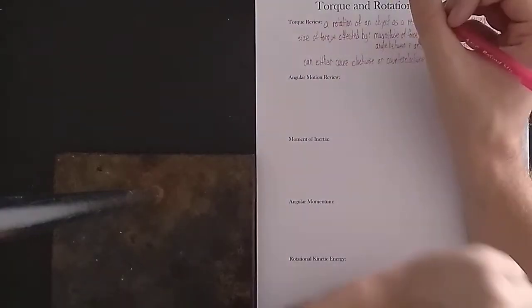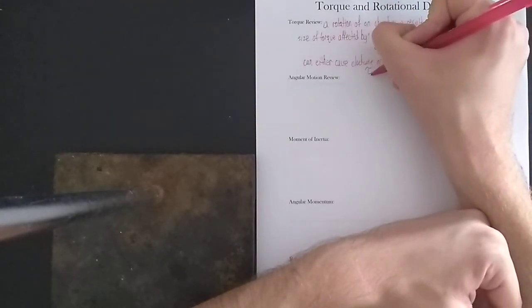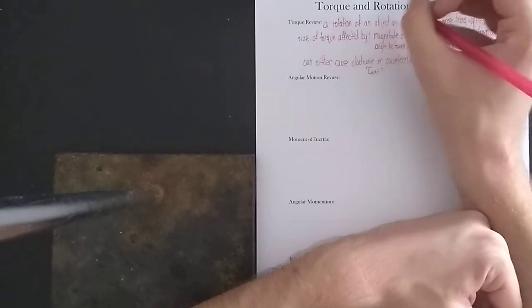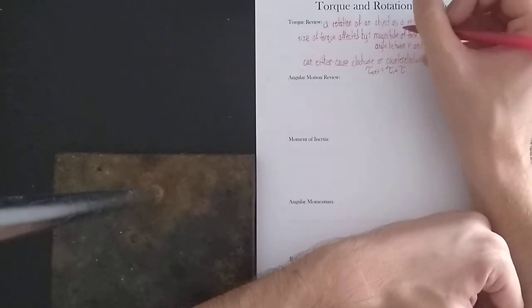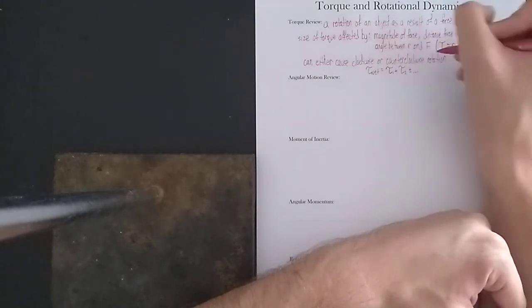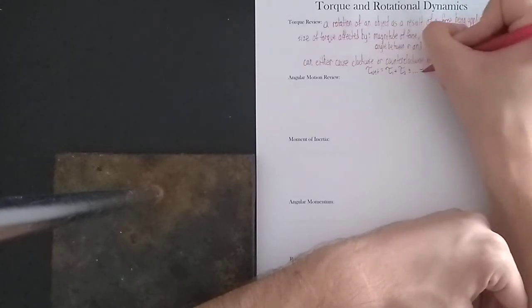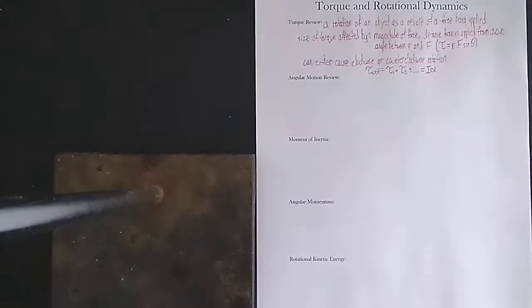And then lastly, if you have many torques that you're dealing with, you sum them up just like you would net forces. Net torque equals tau 1 plus tau 2 plus ... for however many torques there are. And that's equal to I alpha. Very similar to the net force.